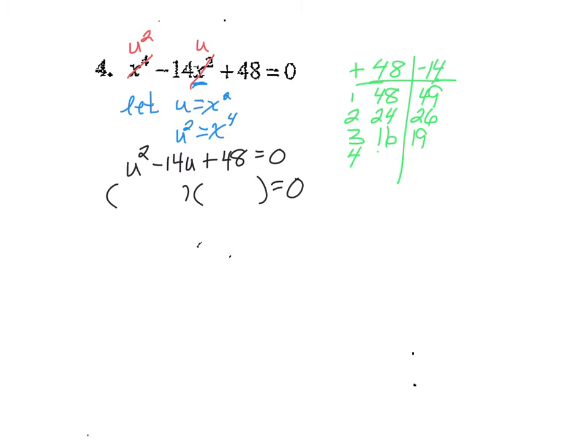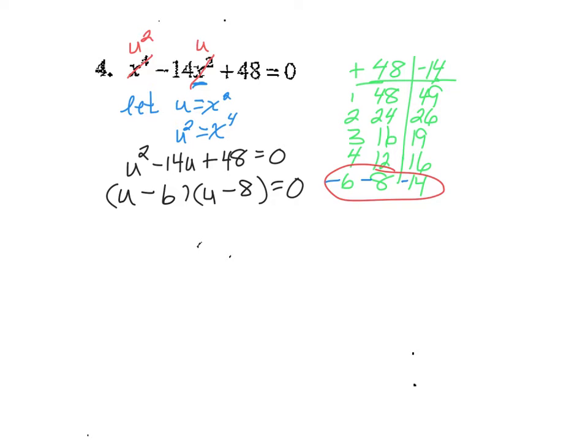4 and 12 add to give me 16. We're getting closer. 5 doesn't go into 48, but 6 goes in there 8 times, and 6 times 8 is indeed 48, and 6 plus 8 is indeed 14. We want our 14 to be negative, so the bigger of the two carries that sign, and then the 6 is also going to have to be negative to combine with that negative 8 to make a negative 14. U squared is going to become U and U, and then we're going to put the minus 6 and minus 8. So this is why your factoring skills are important.